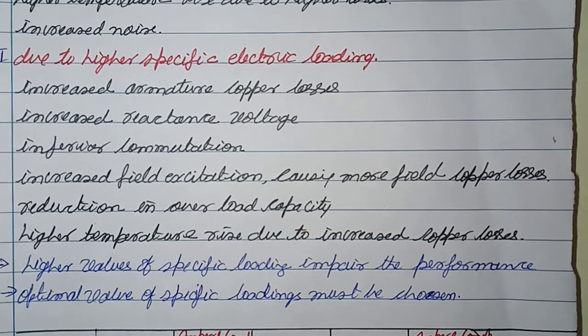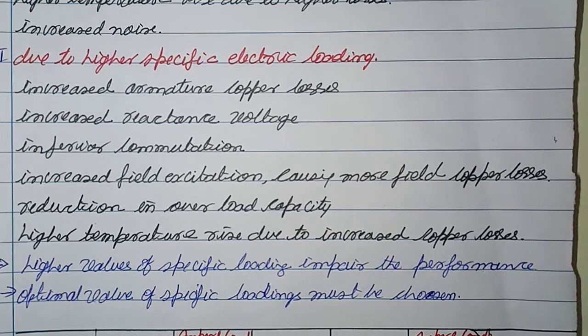Then we'll see what the disadvantages of higher specific electric loading are. We have increased armature copper losses, because Q, the specific electric loading, is nothing but Ia ZA by pi d. So if Q has to be more, Ia has to be more, and therefore the armature copper losses will be more since Ia is more. Then increased reactance voltage, because if Ia is more, then the flux and all those things.